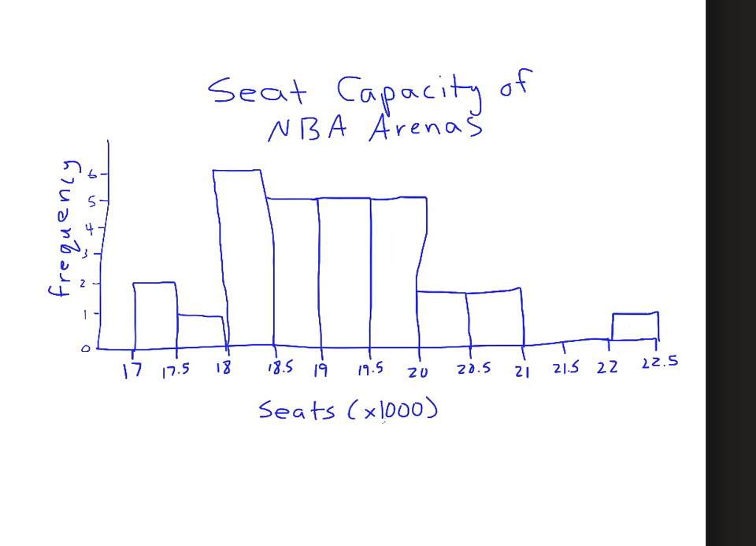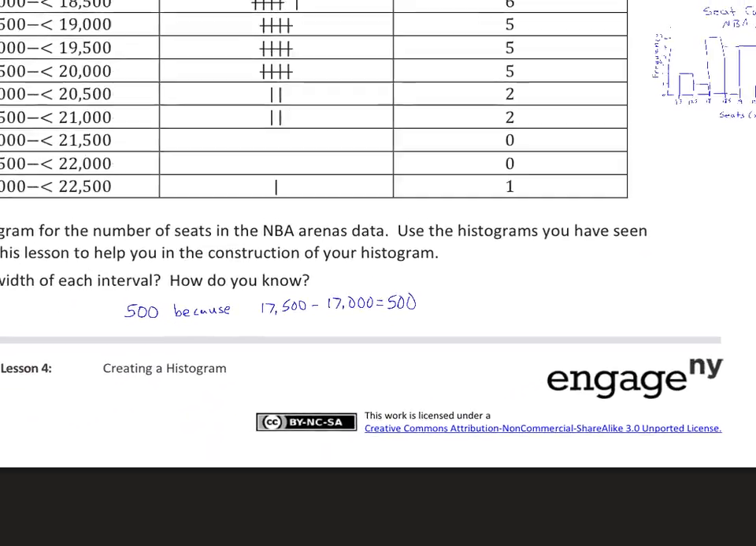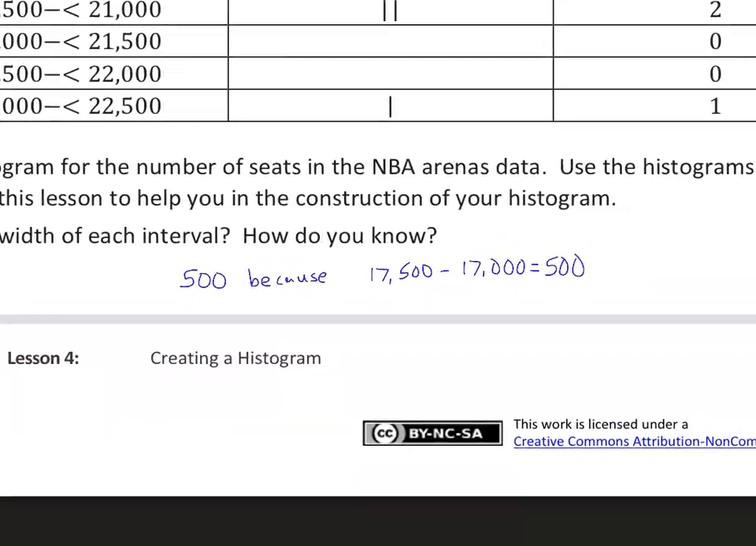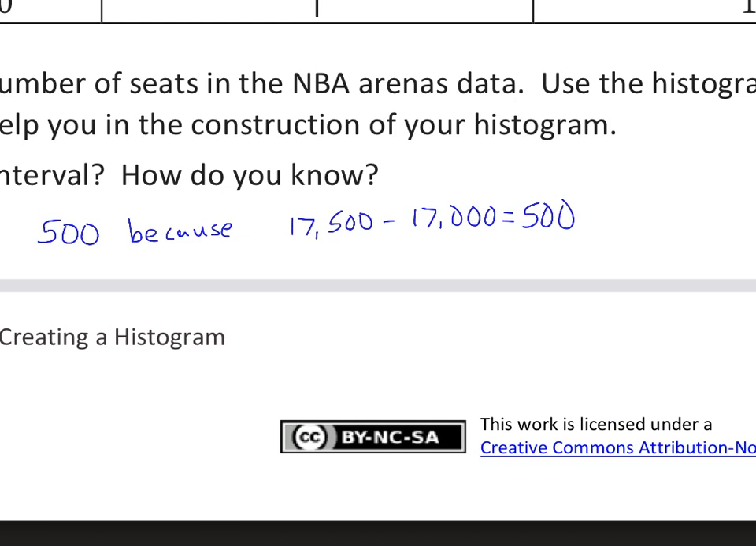And then using that histogram, I'm able to answer this question. The width of them is 500 because 17.5 minus 17 is 500. And you might say, but isn't it less than? Don't you say it like this, 17,000 to less than 17,500? Yes, that is how we say it, because 17,500 would be included in the next interval.